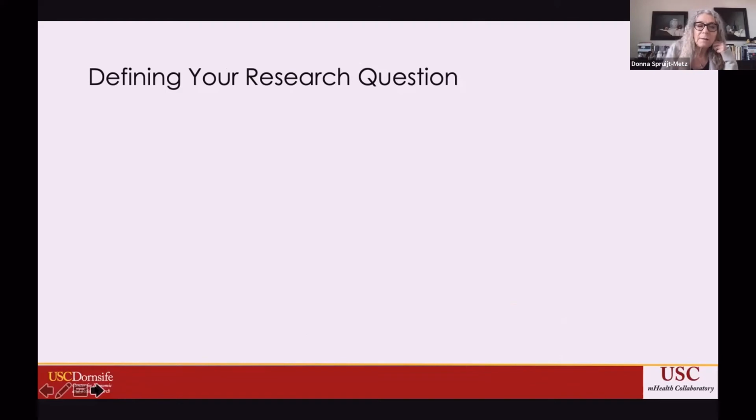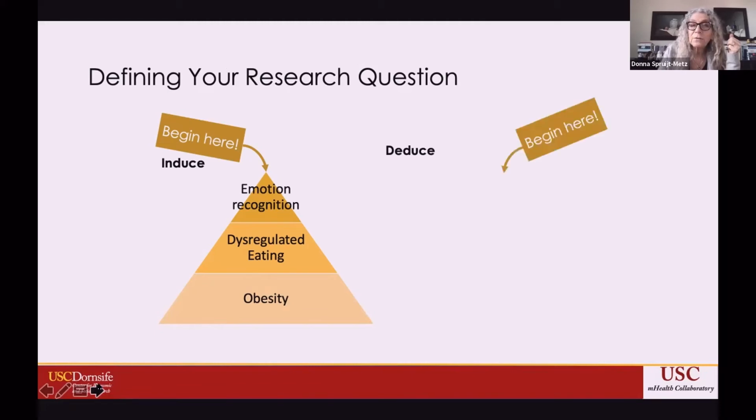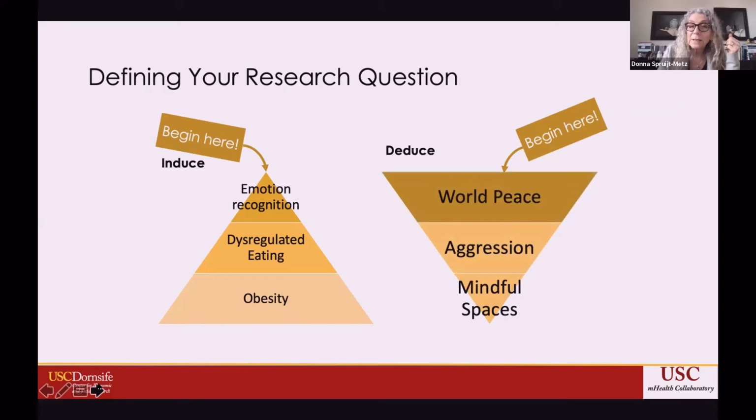So all of this is talking about how to define your research question. You can induce. You can begin by saying, we want to change emotion recognition because we know it's related to dysregulated eating, and that's related to obesity. You can start there, or you can deduce. You can begin here. You can say, we want world peace. We know that world peace is affected by aggression, so maybe we should start with mindful spaces. And it's really a good exercise to sit down with your team and say, where are we beginning?